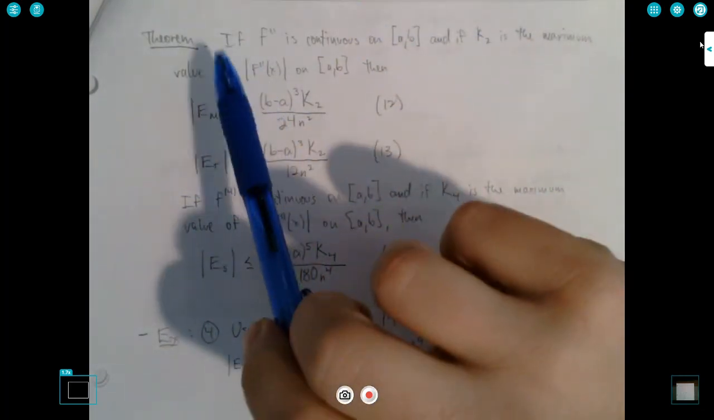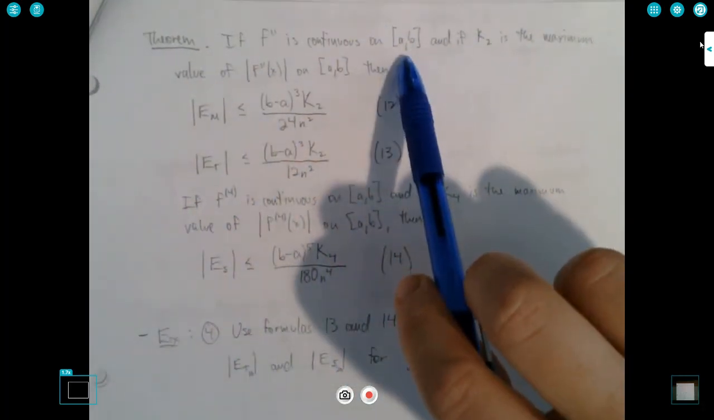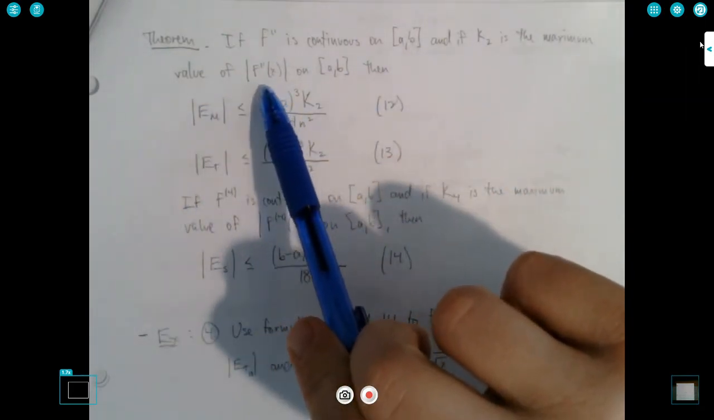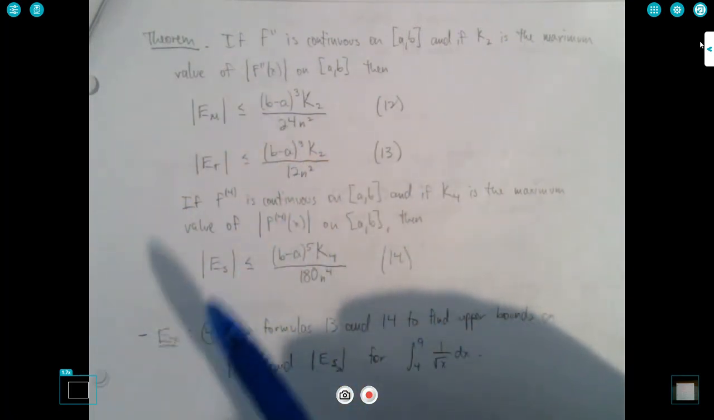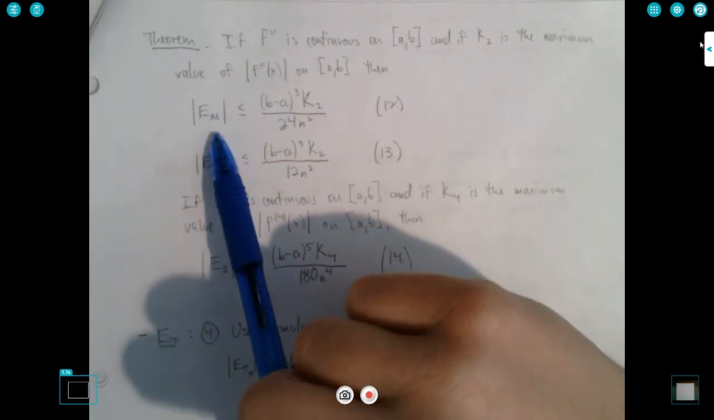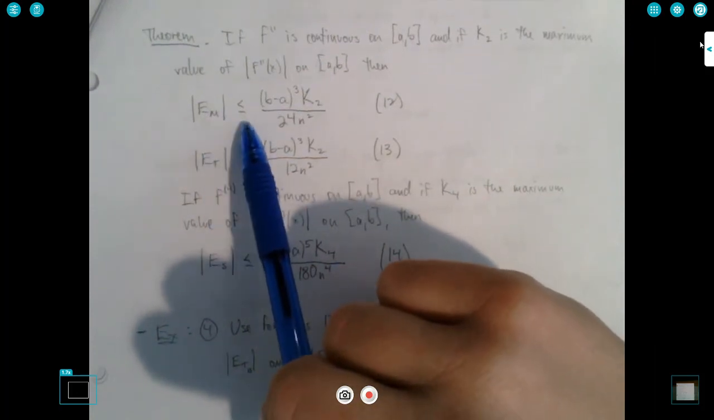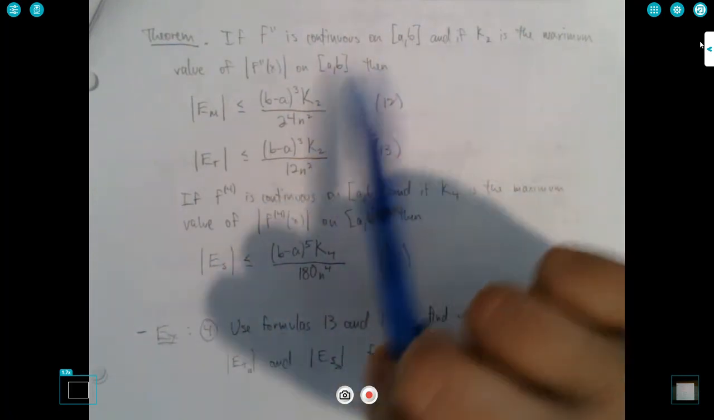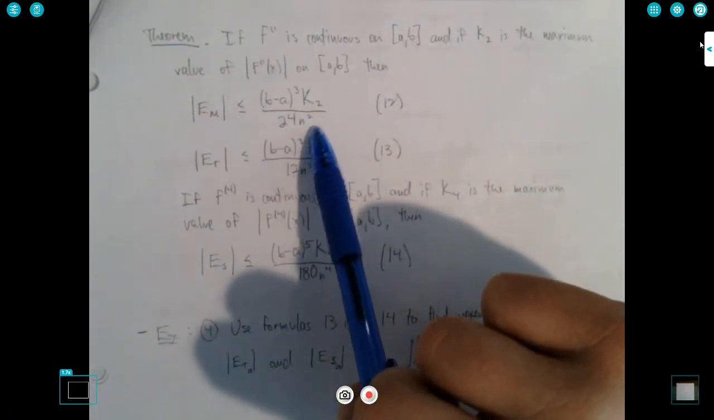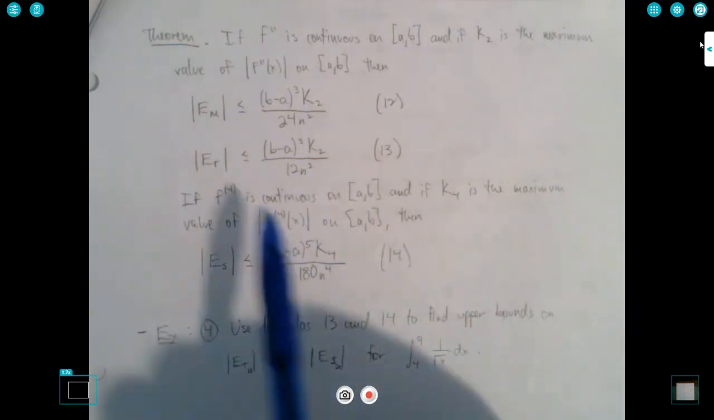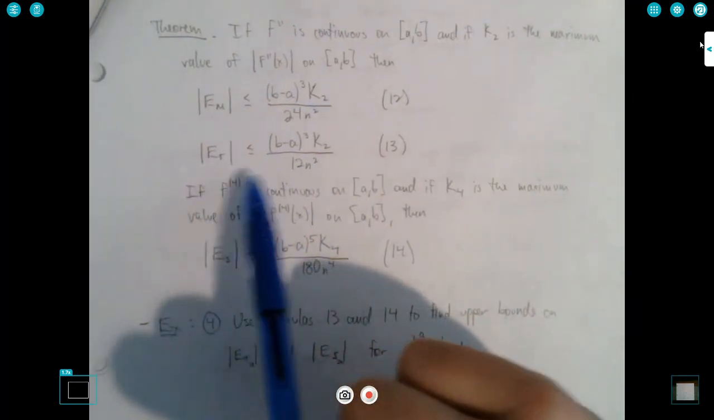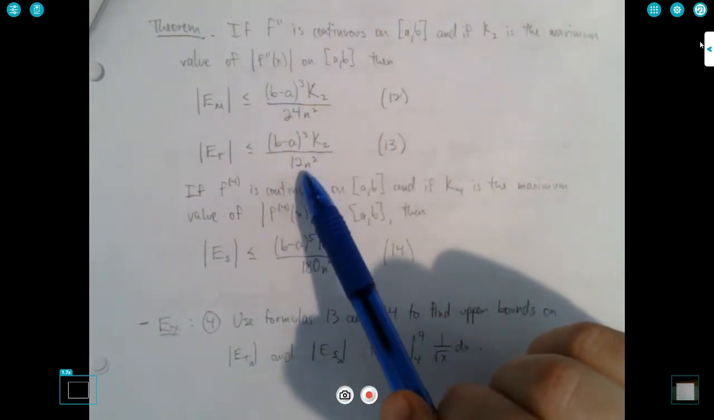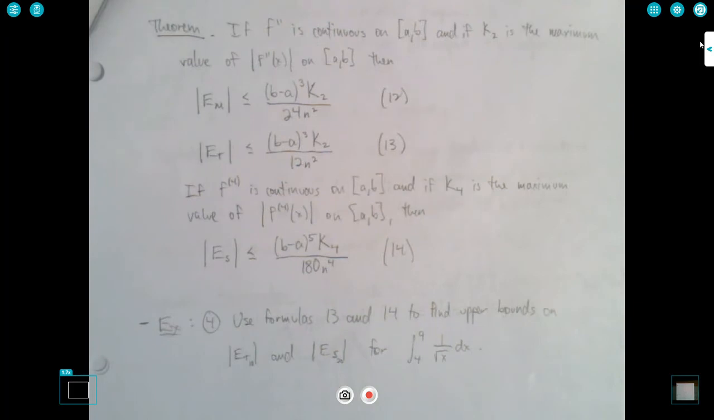But anyway, if f double prime is continuous on the closed interval [a,b], and if K2 is the maximum value of the absolute value of f double prime of x on [a,b], then the error for the midpoint approximation is always less than or equal to this quantity, (b minus a) cubed times K2 divided by 24n squared. The error for the trapezoidal approximation is given by this thing, which is the same as the midpoint, except that you're dividing by 12n squared instead of 24n squared, which is interesting.